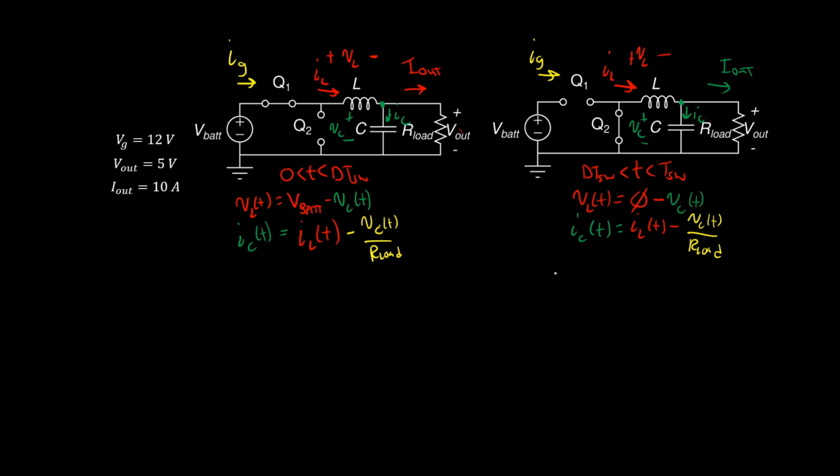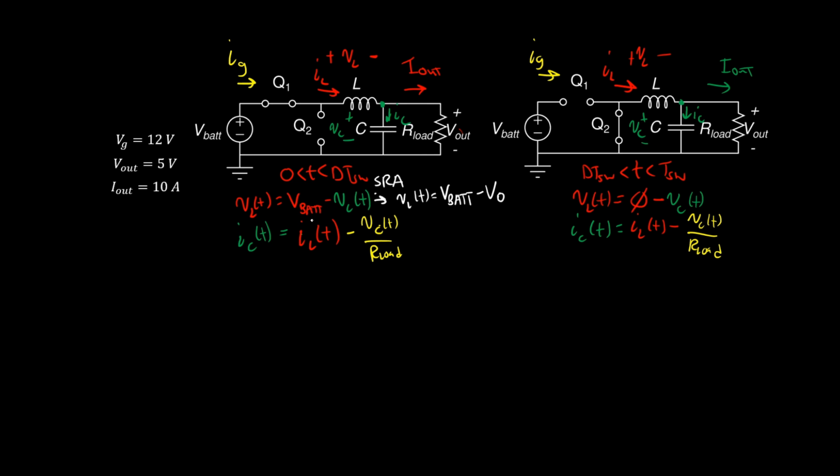We cannot apply small ripple approximation to IL of t. We're assuming off the bat that it doesn't make sense to apply small ripple approximation to inductor currents, because the ripple on inductors is typically large. So if we apply small ripple approximation, we get that VL of t in the first subinterval is equal to VBAT minus Vout.